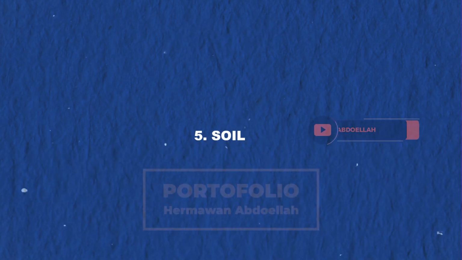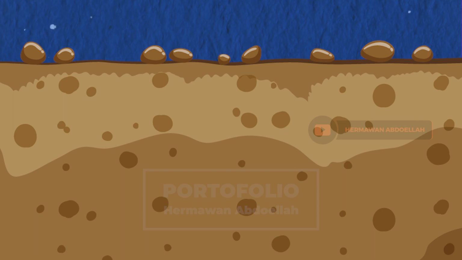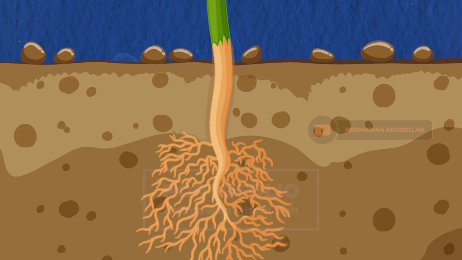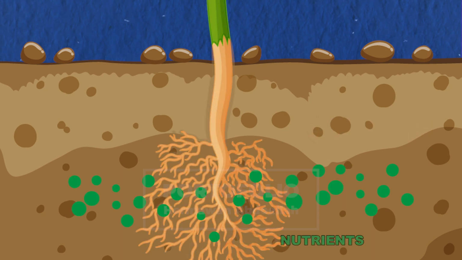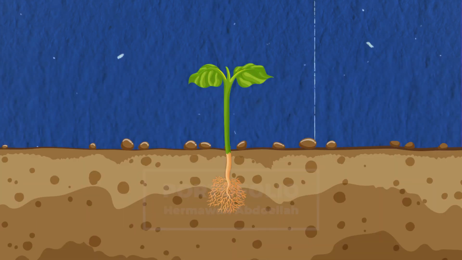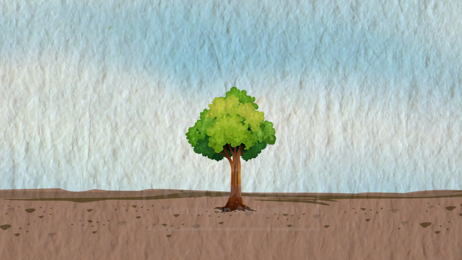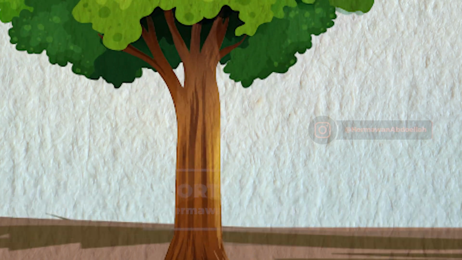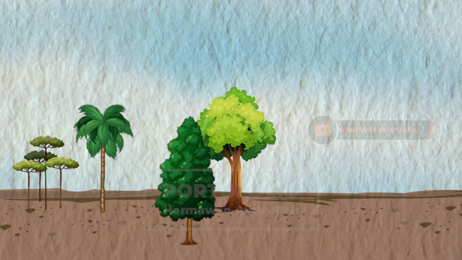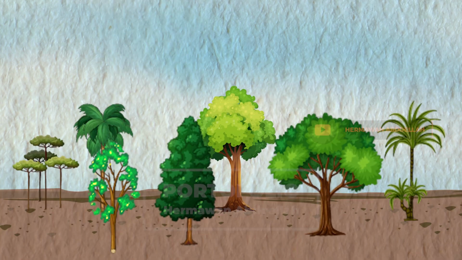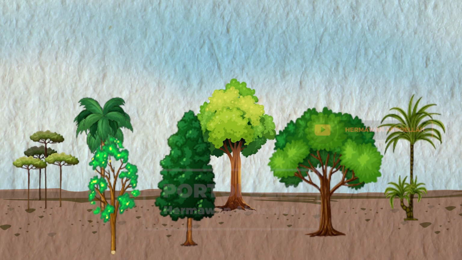Fifth, soil. For plants, soil affects growth and development. Plants will grow and develop optimally if the soil conditions where they live are in accordance with the needs of the nutrients. While the internal factors that affect plants are genes and hormones. Genes are material carriers of traits that are inherited in offspring, while hormones function as controllers of activities in the body.